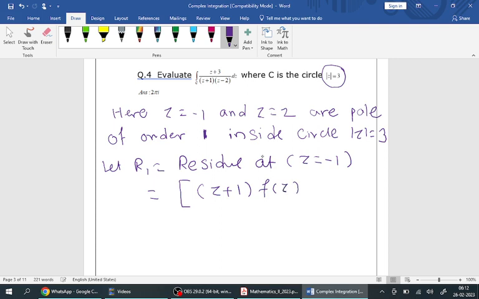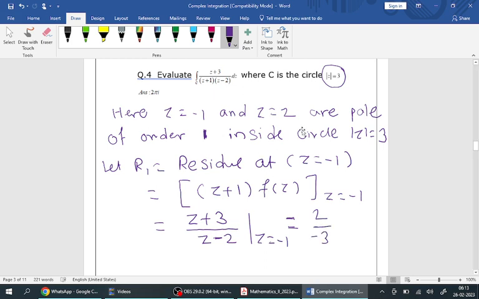Zeroth derivative means no derivative, at z equal to -1. So we have to calculate this one. If you replace (z plus 1) into f(z), the same term gets cancelled. We are left with (z plus 3) divided by (z minus 2) only. You will observe always that term gets cancelled, and we replace z by -1. It is similar to the shortcut method of partial fractions we discussed. So this is -1 plus 3 is 2, by -3, so -2 by 3. So R1 is -2 by 3.